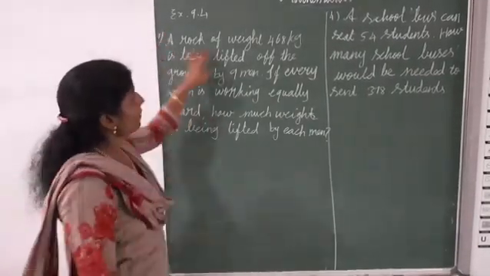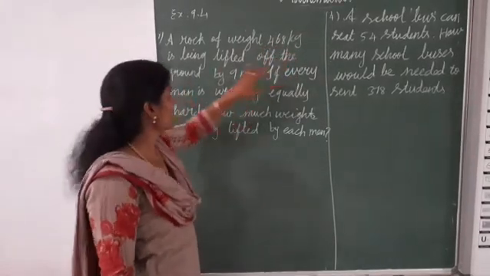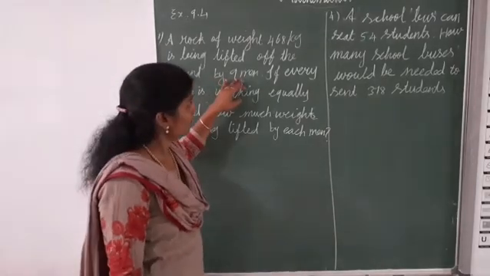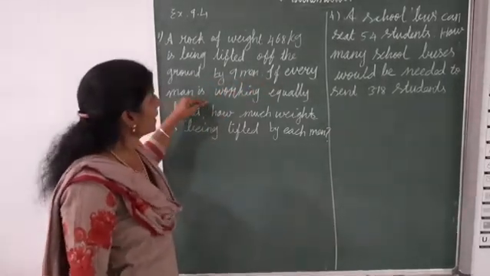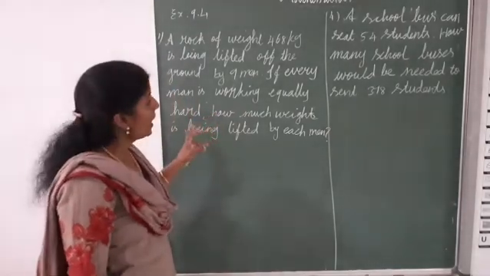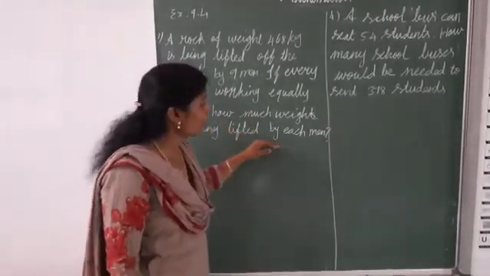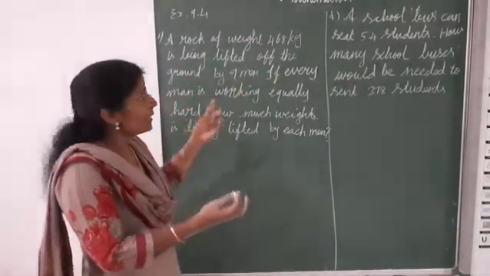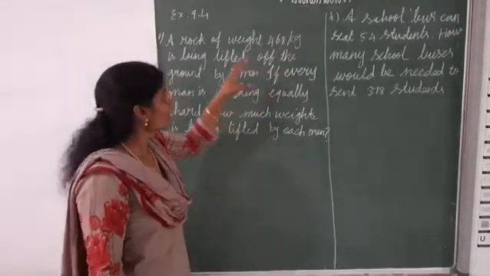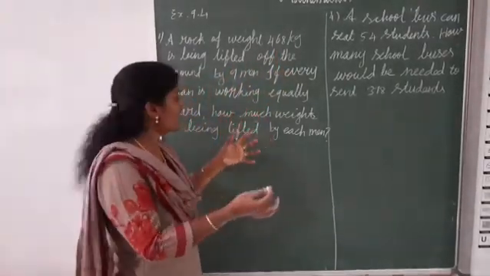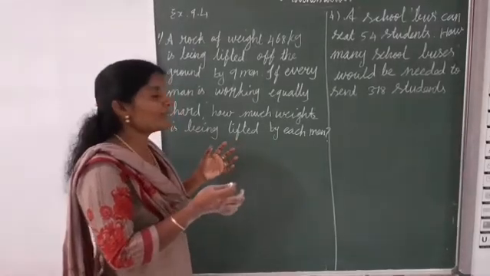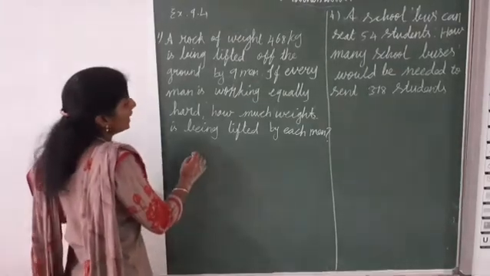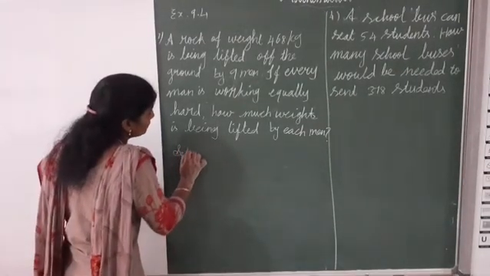A rock of weight 468 kg is being lifted off the ground by 9 men. If every man is working equally hard, how much weight is being lifted by each man? Total 9 men, they lifted together 468 kg. If every man is working equally hard, how much weight is being lifted by 1 man? Okay. Now we can write the solution.